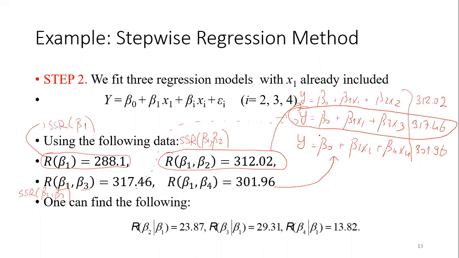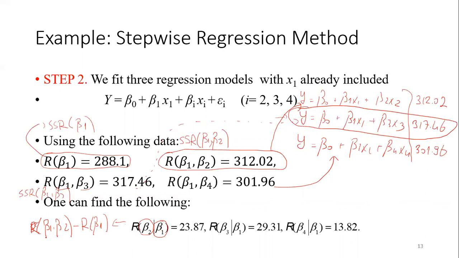Now the question is whether the contribution of x3 is significant. By the way, I can define this thing: R of beta 2 given beta 1 is equal to 23.87. So what does this mean? This means the contribution of beta 2 given that beta 1 is already in the model. So how can we find this? This is equal to R of beta 1 and beta 2, the SSR when we have beta 1 and beta 2 in the model, minus the SSR if there is only beta 1 in the model.